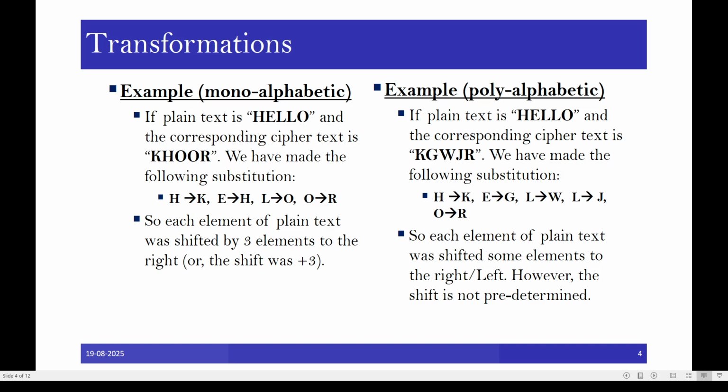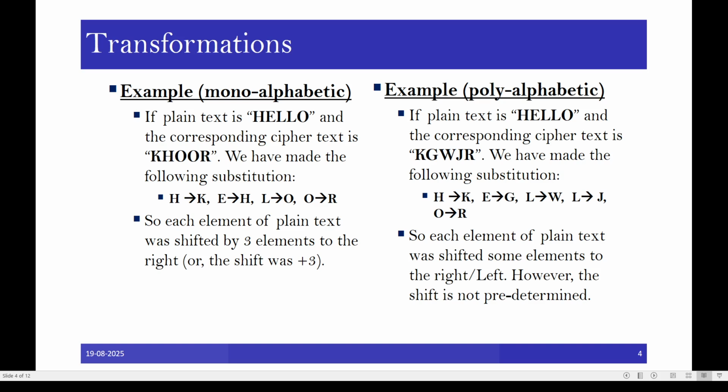So we can say that this monoalphabetic transformation maps each element to the same element throughout the overall system. So whenever we have an L in our plain text, it will map to O, right?